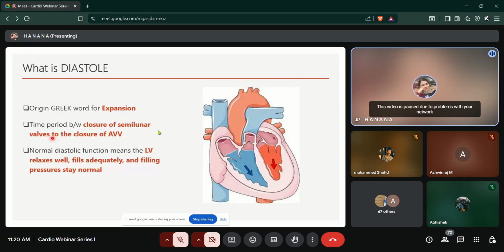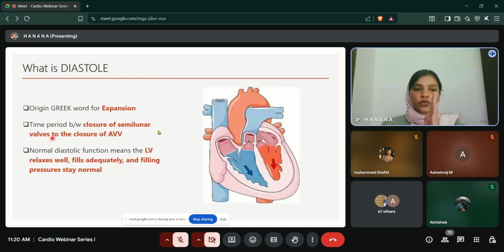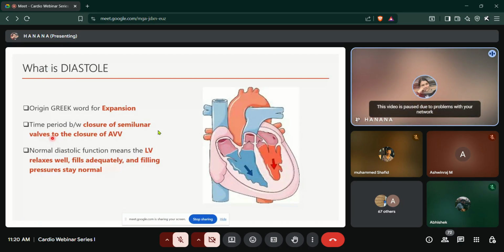So the closure of the semilunar valve means the time where the systole stops. Okay, the time between systole stopping and diastole immediately happening, and it extends till the point of closure of the mitral and the tricuspid valves.